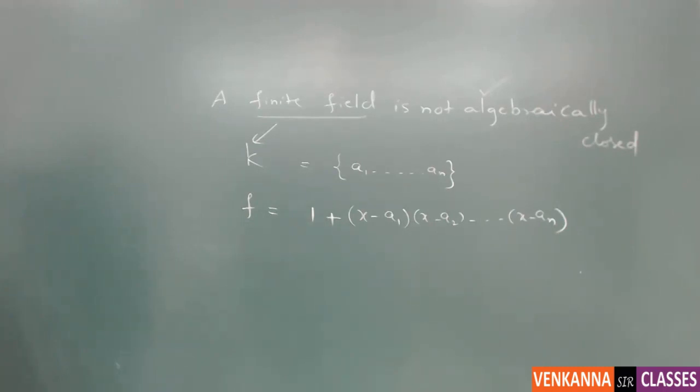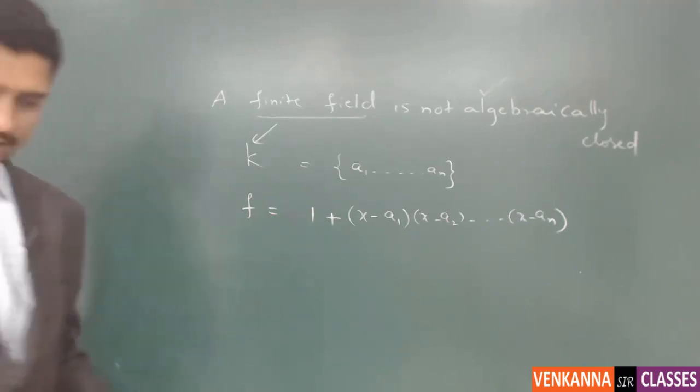Now, earlier we have discussed one part: every finite extension is algebraic and every algebraic extension need not be finite. So for that, if you want an example, how can we say that every algebraic extension need not be finite? We can have a small example like this.